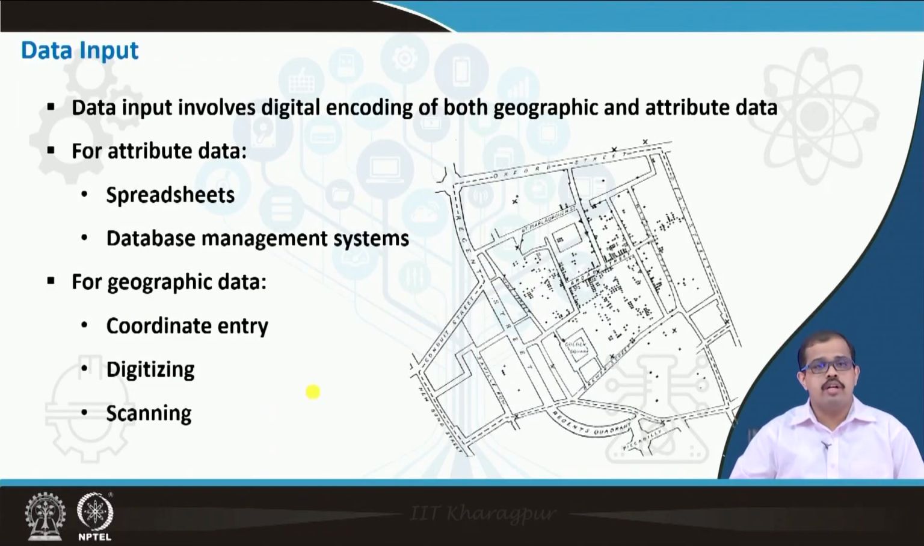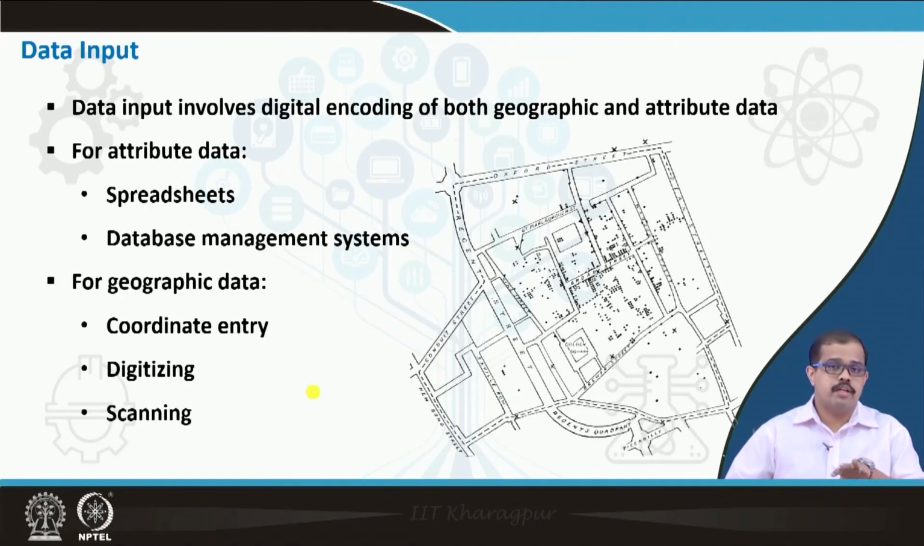When I say data input, it involves digital encoding of both geographic and attribute data. For example, attribute data can be in the form of a spreadsheet, or it can come from a data management system. Any such data management system elsewhere can also be an input to your data management system, or it can be just a basic spreadsheet. When you look at the geographic data, you will have to do a coordinate entry, or you will digitize it, or you will scan it. When I say geographic data, it is the data about the earth's surface or a phenomenon or an object.